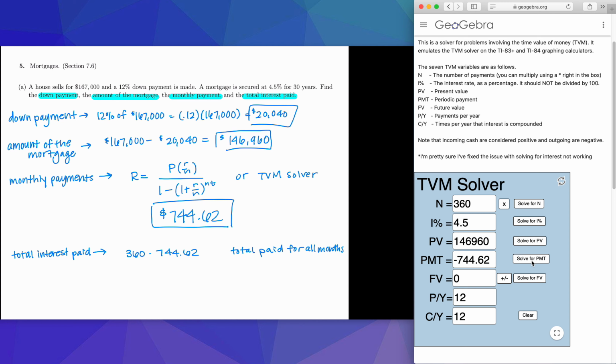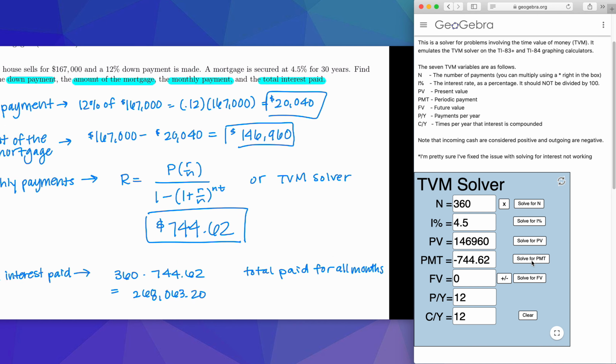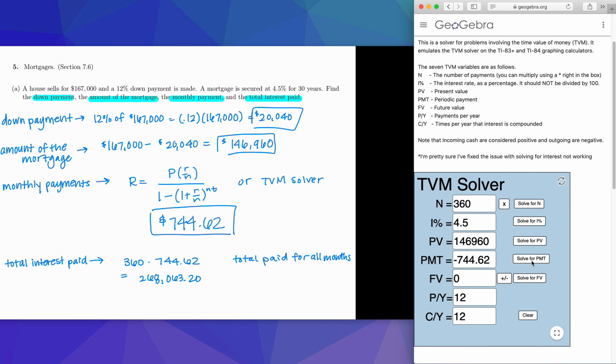Okay, so that's the total paid. And what does that end up being? Let's multiply that out real quick. So that is 360 times 744.62. I get $268,063.20. This is the total amount I'm going to pay over all of my monthly payments total.